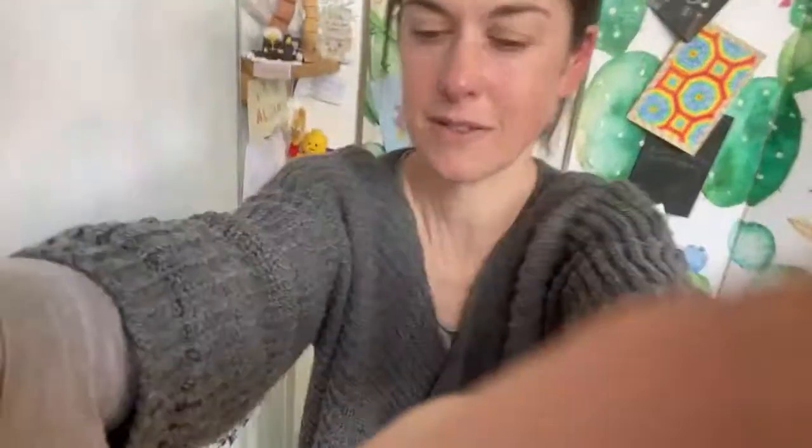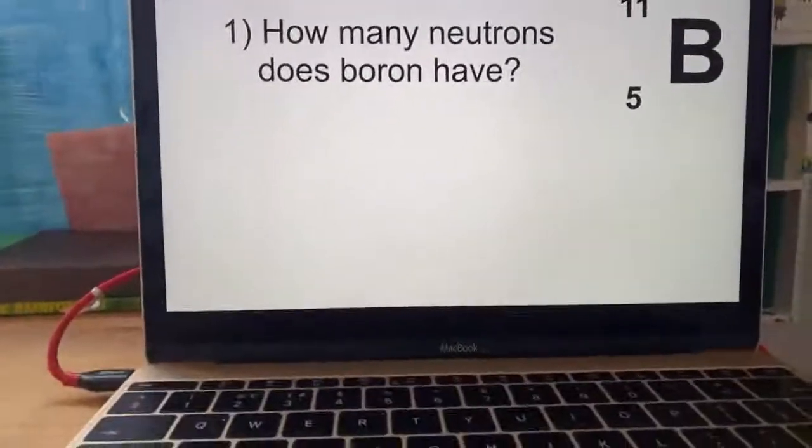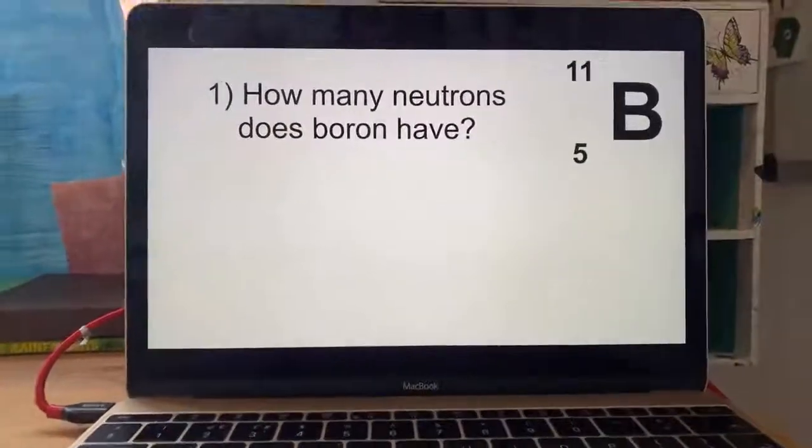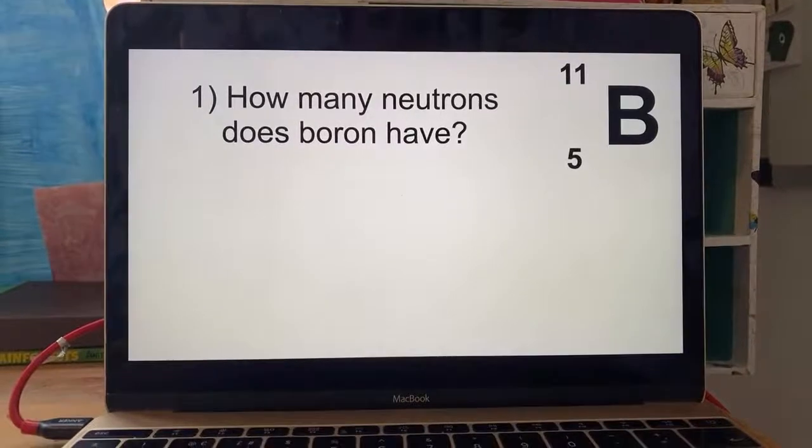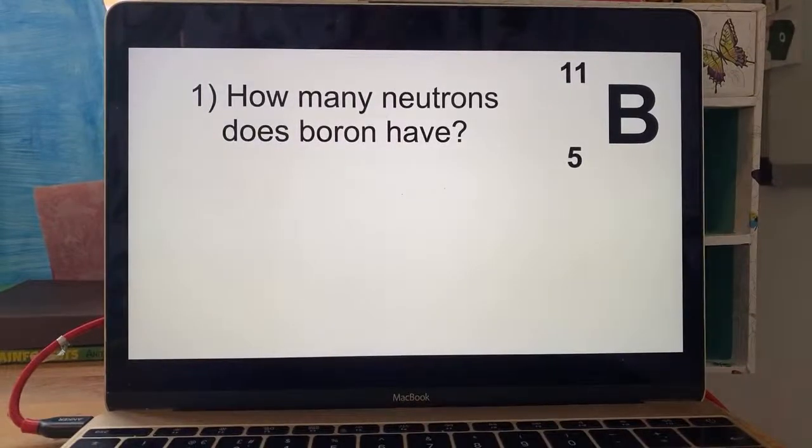But I'm going to give you, I think I've got 4 questions for you, just to check that your brain has taken that in. Here is boron. It's got a number 11 and a number 5 next to it. Can you tell me how many neutrons does boron have, please? How many neutrons in a typical atom of boron?